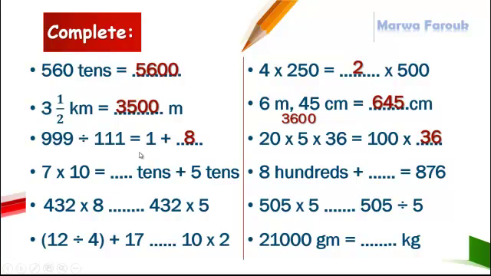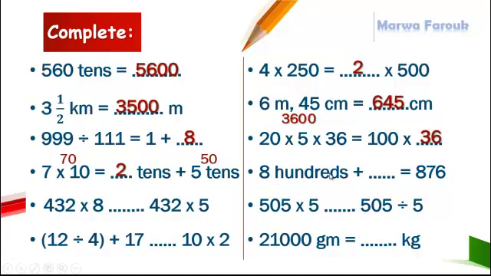Okay, next one. 7 times 10 equal how many tens plus 5 tens? I know that 7 times 10 is 70 and I know that 5 tens is 50. So I will say 70 equal what plus 50? It's 20. Excellent. So 20 is how much tens? It's 2 tens. Excellent.